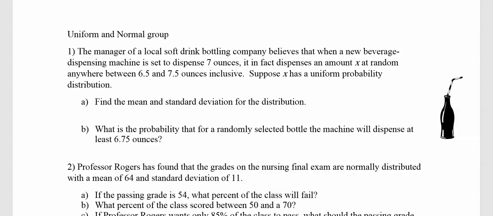All right, I want to walk through a couple examples dealing with normal and uniform distributions, specifically some Excel skills related to these particular distribution patterns. So number one, we're given the manager of a local soft drink bottling company believes that a new beverage dispensing machine is set to dispense 7 ounces. In fact, it dispenses an amount X randomly anywhere between 6.5 and 7.5 inclusive. Suppose X has a uniform probability distribution. Find the mean and standard deviation for this distribution.